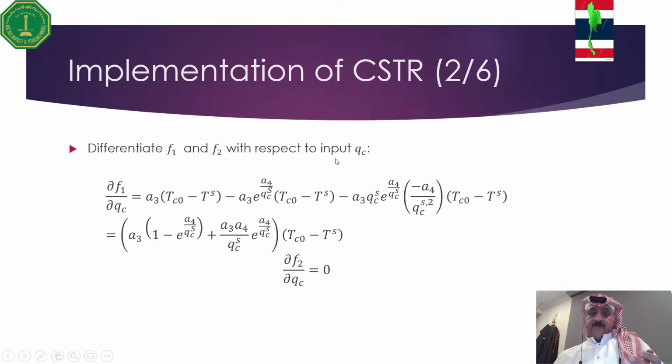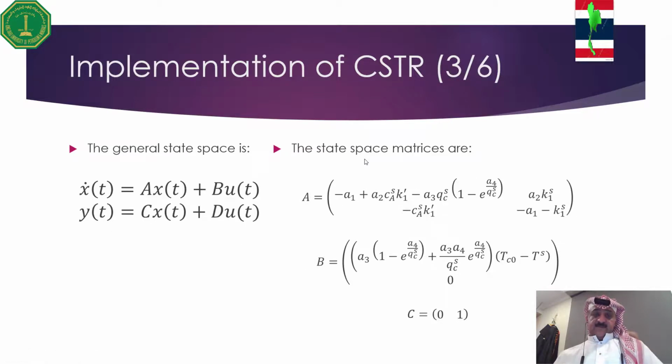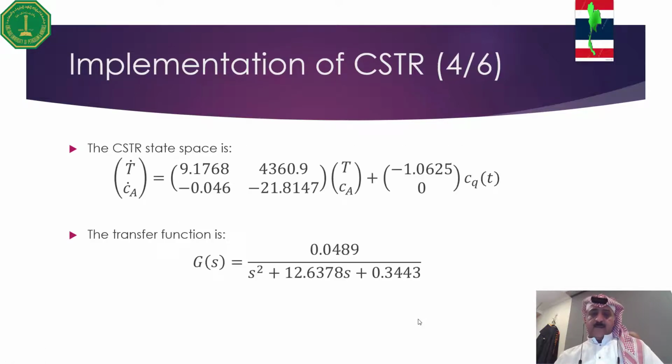And this one would represent the input QC. So if we do that, we have the state space representation with the A matrix and B vector, and also the C vector. So the cluster state space is this one here. If you use a MATLAB code, SS to TF, state space to transfer function, it will give this transfer function.